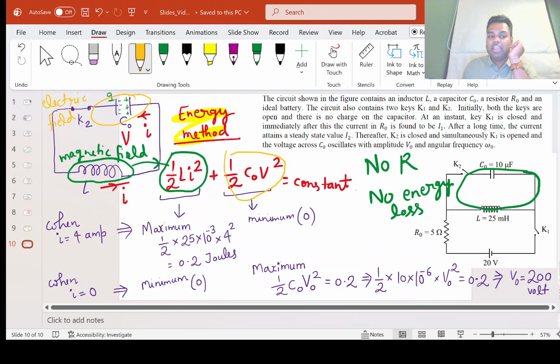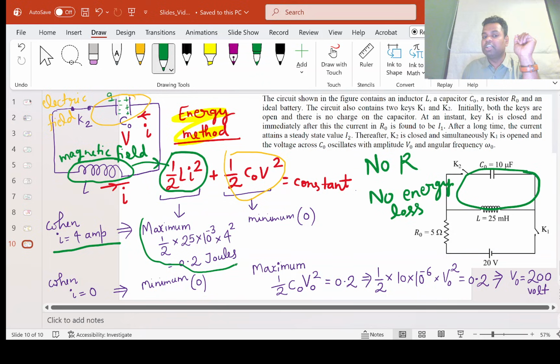So I equal to 4 ampere is the maximum current. When the current is maximum, all the energy is stored as magnetic field energy in the inductor, and that is half Li square. That will give you, if you put L and I as 4 ampere, 0.2 joules. But at that time, the voltage across the capacitor plates is 0, the Q is 0, right? The voltage across the plates is 0. So there is no energy in the capacitor.